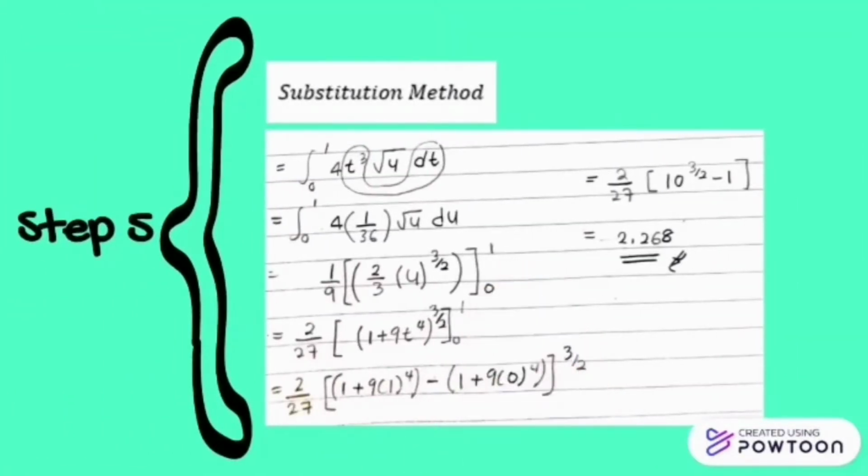Next, step 5 is we insert the value of the substitution inside the equation to integrate, and we integrate it with respect to u, and we get 2 over 27 times 10 to the power of 3 over 2 minus 1, and we get the value for C2 is 2.268.